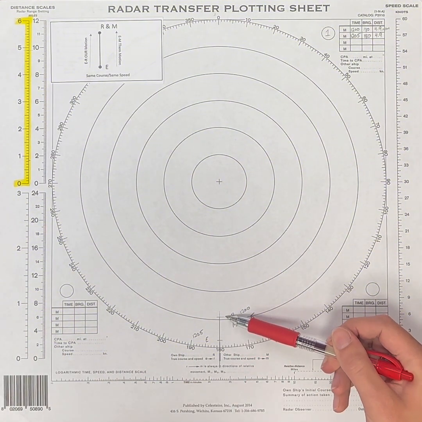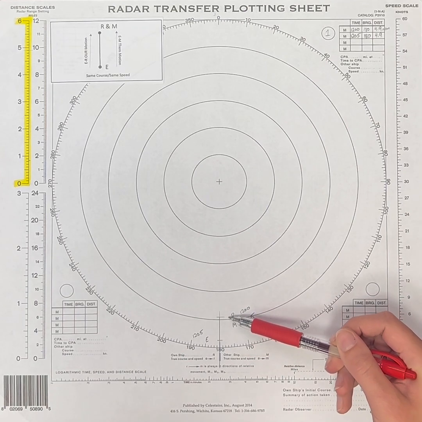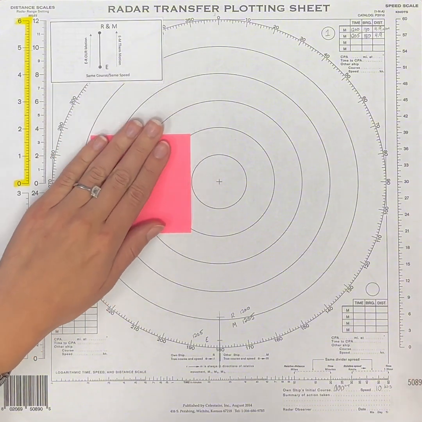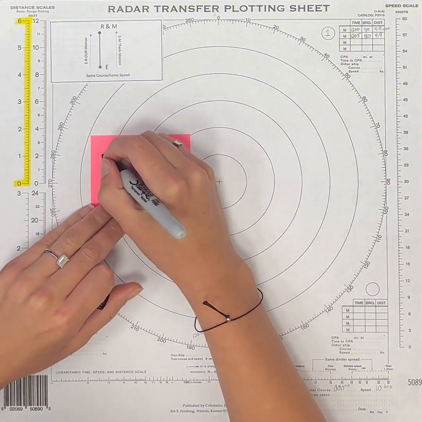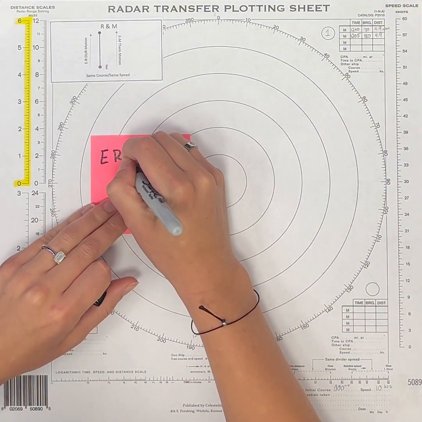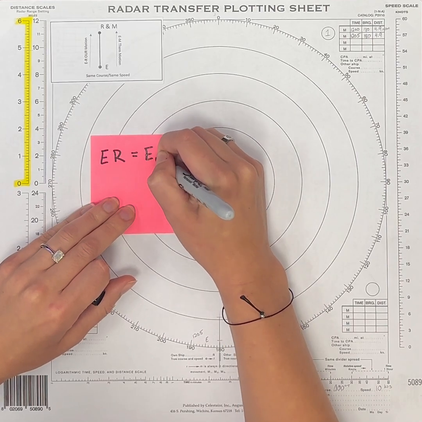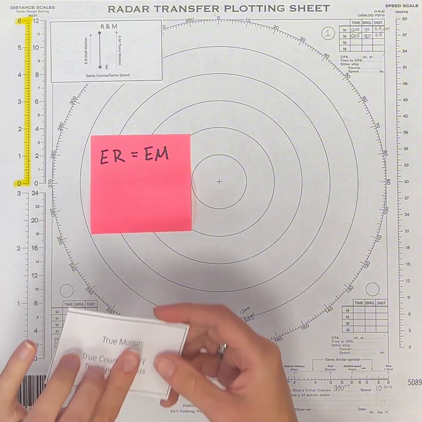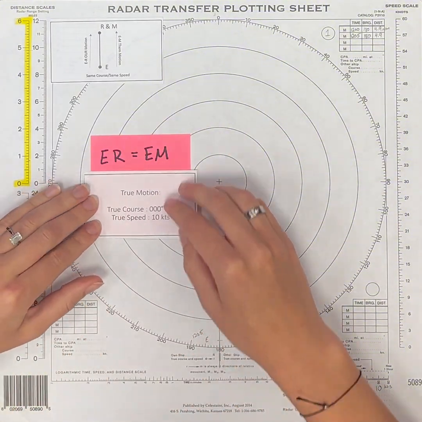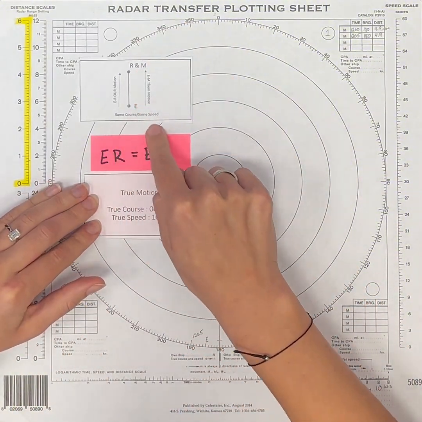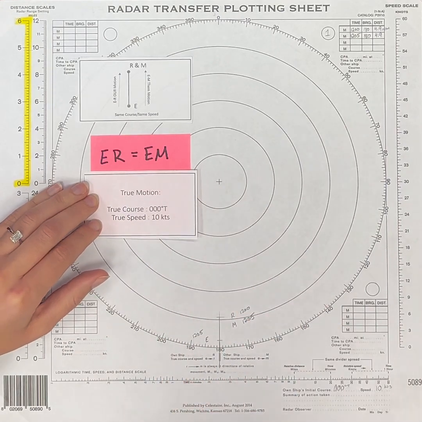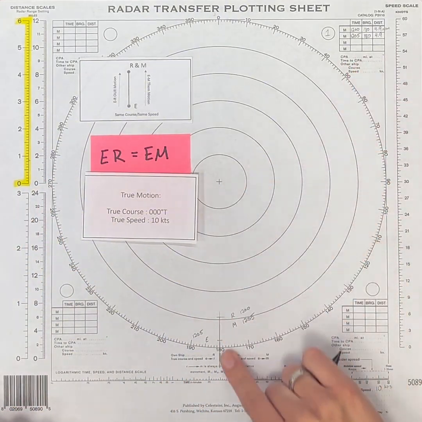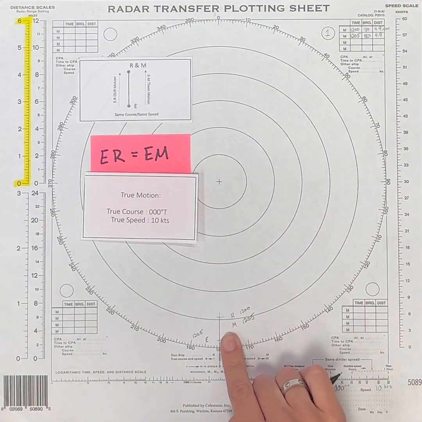Now again, their E to R and their E to M are the same exact measurements. When ER equals E to M, that means that our true motion is equal to this target's true motion. So we simply put what our true course and what our true speed are for their true motion. This vessel's true course is 000, and their true speed is 10 knots.